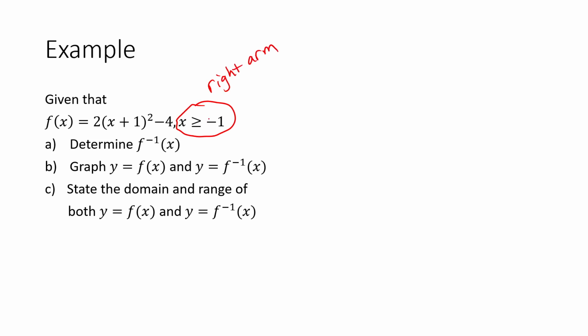Now, you might say, how do you know what x value to let it be less than or equal to? In other words, how do they come up with the -1? It's always the x value of the vertex. Okay? So, suppose I say to you, f of x is the right arm of that parabola shown. We want to determine f inverse of x, and then we want to graph and state the domain and range.